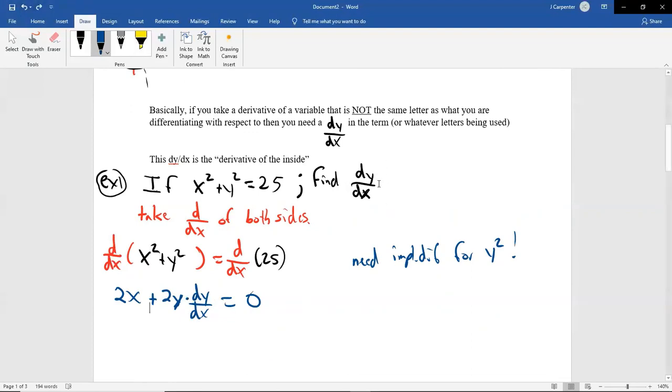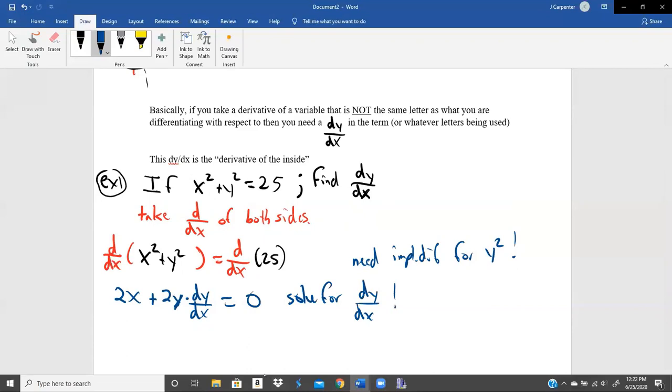Now we're supposed to be finding dy dx. Well, guess what? In the process, that popped up naturally. There can actually be several of them. That's always possible, and we will see it. All we got to do from here is solve for dy dx using our basic algebra skills.